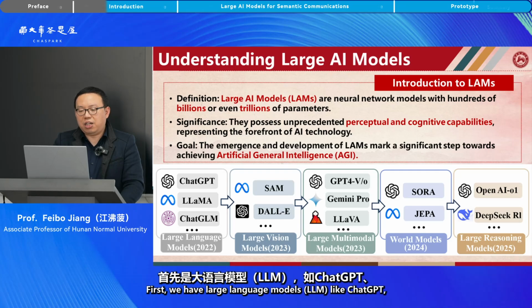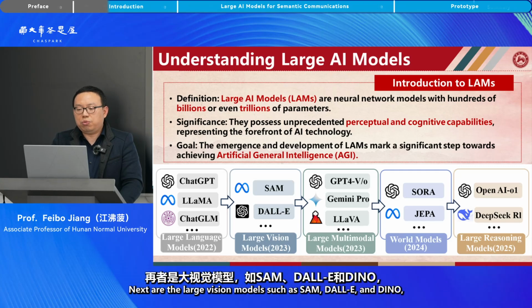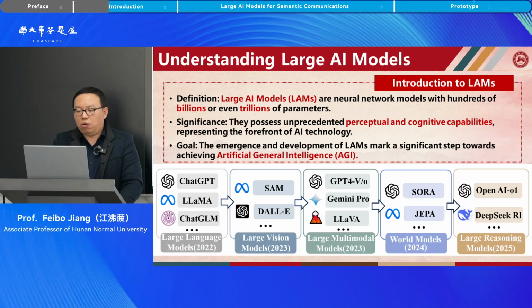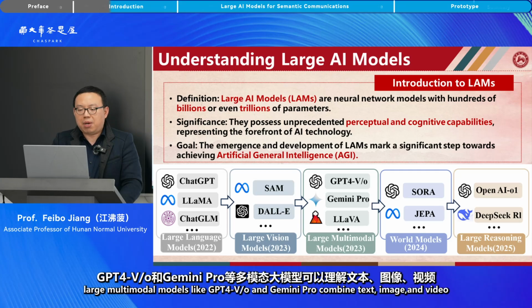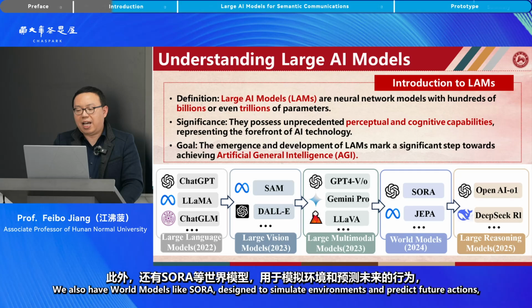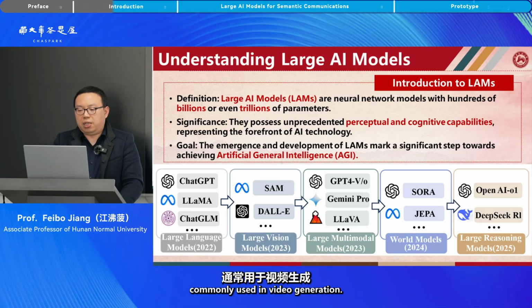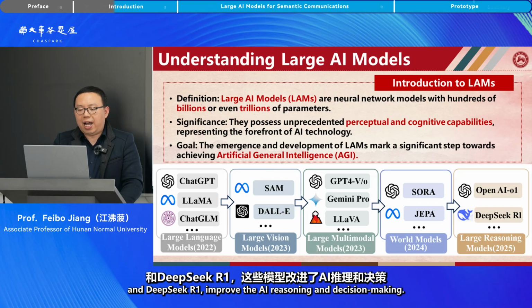First, we have large language models like GPT, NUM, and ChatGLM, which excel in understanding and generating human language. Next are the large vision models such as SIM, DALL-E, and Dino, which specialize in visual recognition and generation. Moving beyond the single type of input, large multimodal models like GPT-4 and Gemini Pro combine text, image, and video understanding for rich interactions. We also have world models like Sora, designed to simulate environments and predict future actions, commonly used in video generation. Finally, large reasoning models such as OpenAI O1 and DeepSeek R1 improve AI reasoning and decision making.